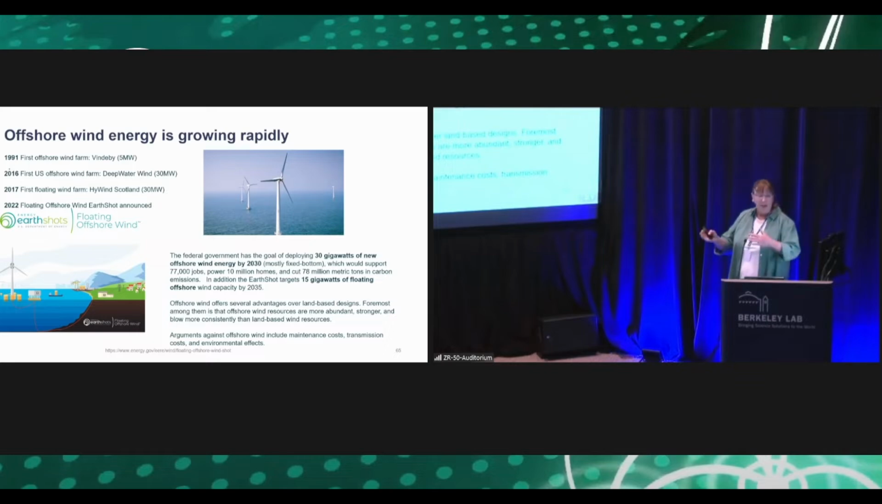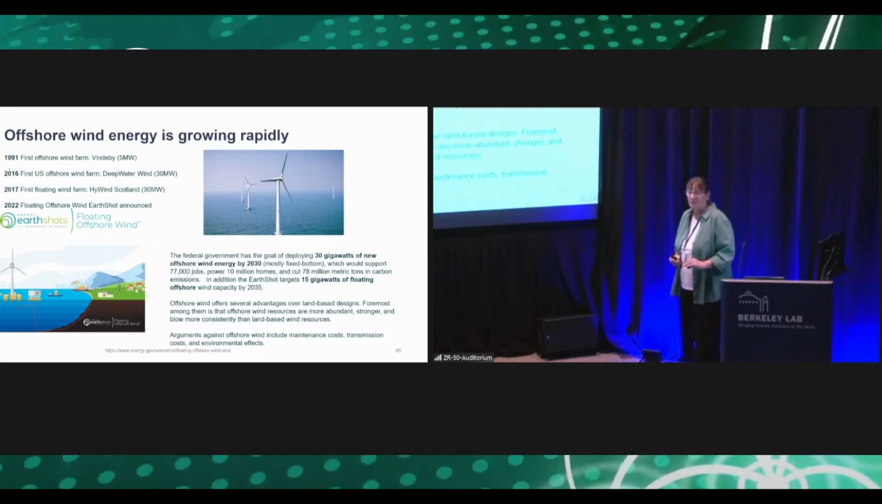We were talking about 1,000 years ago, 100 years ago. The first offshore wind farm was in 1991. Vindeby was a Danish wind farm. It's since been decommissioned, but that's really only about 30 years ago. The first US offshore wind farm, called Deepwater Wind, off the coast of Rhode Island, was in 2016. So that's 6 years ago. The first floating wind farm was in Scotland, 2017.